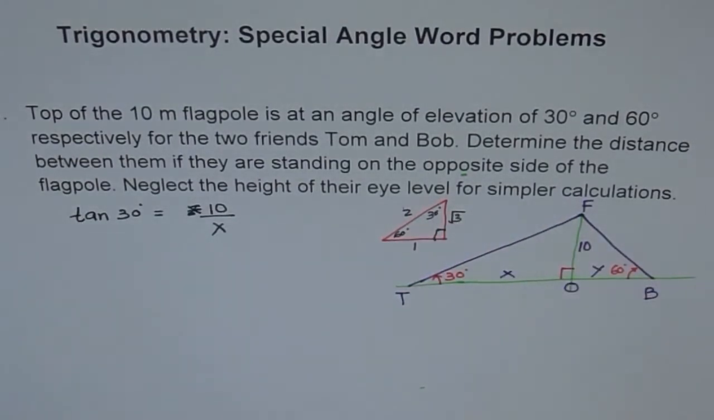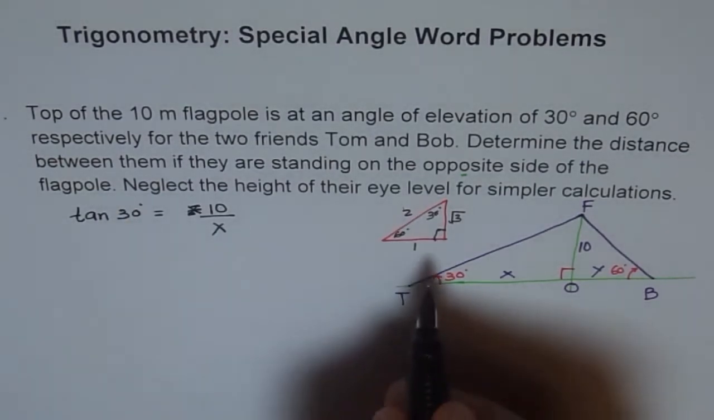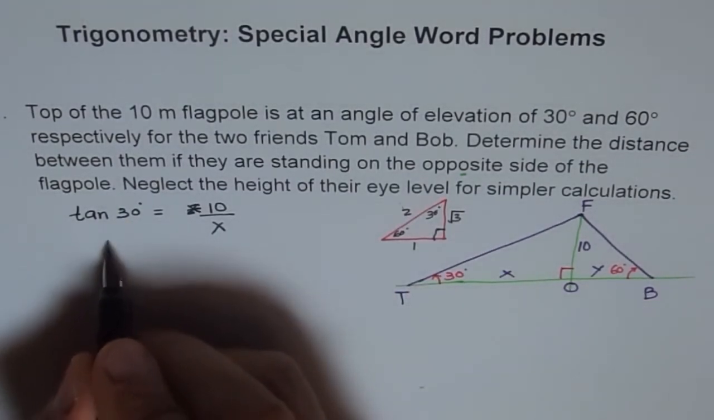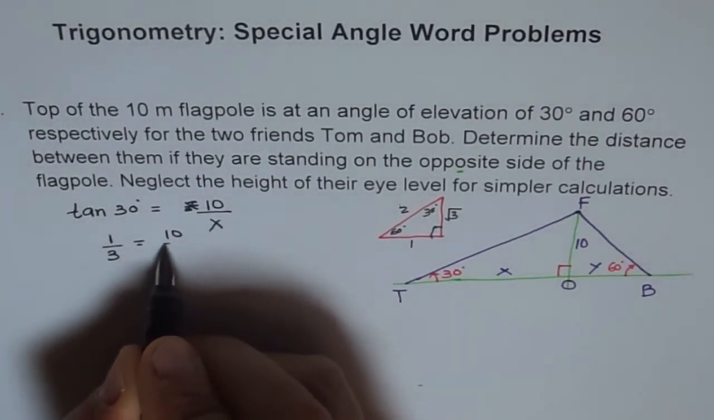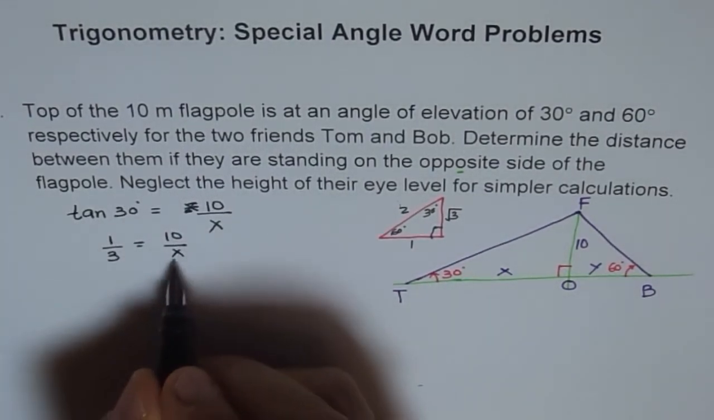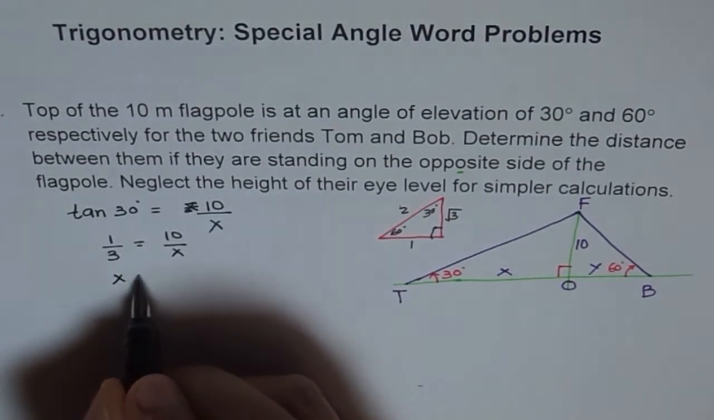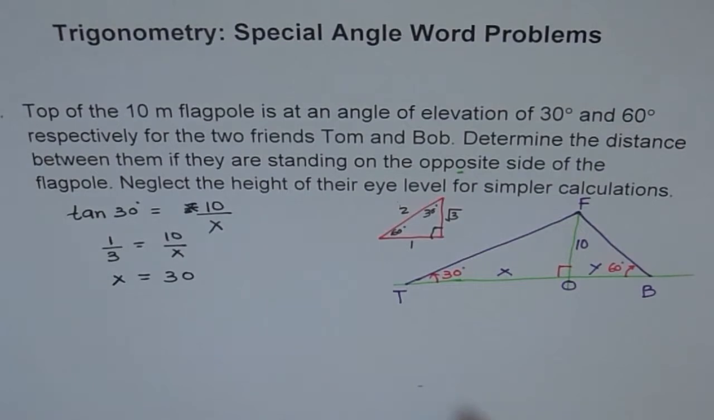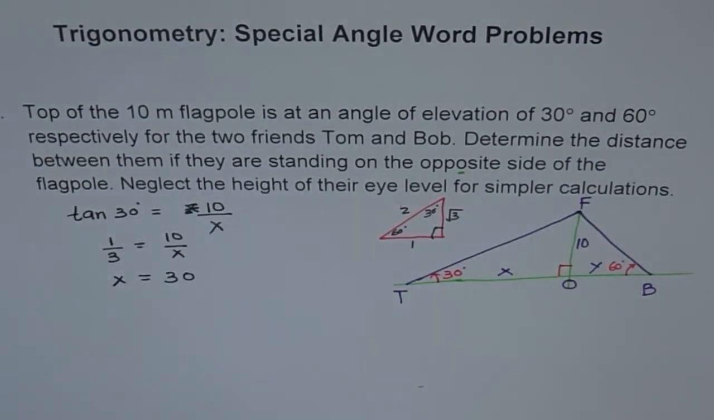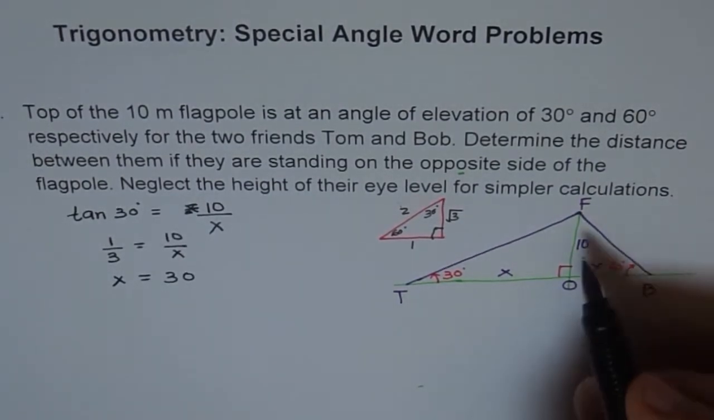Yes, so I will write tan 30 is 1 over square root 3. So I'll write this as 1 over square root 3 is equal to 10 over x. Now to find x, I'll cross multiply and say x equals 3 times 10, which is 30. So we got x. So simple, right? Similarly, we'll do it for this triangle.